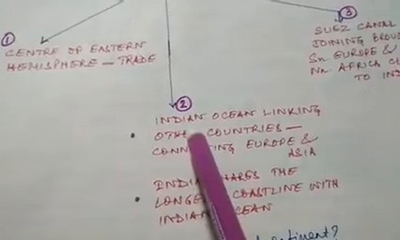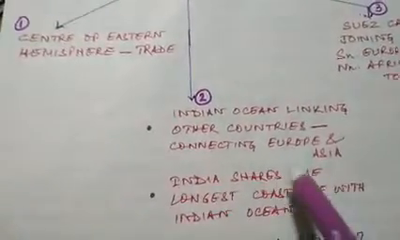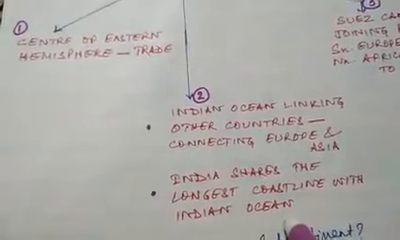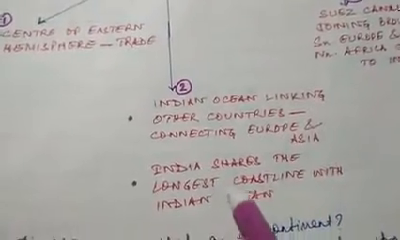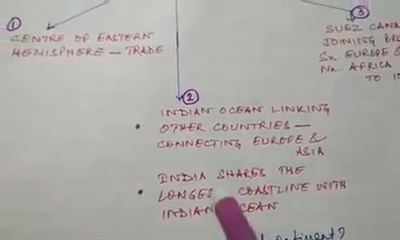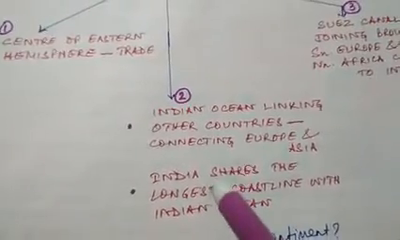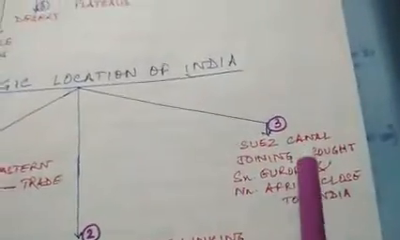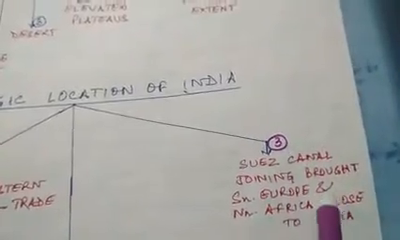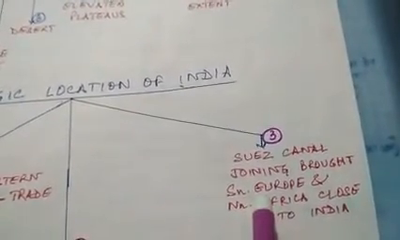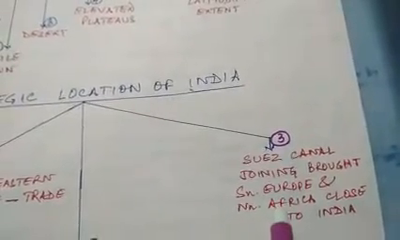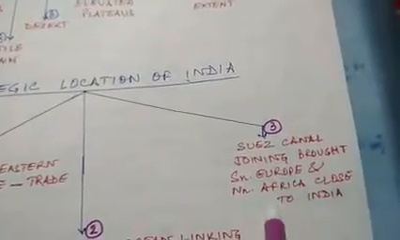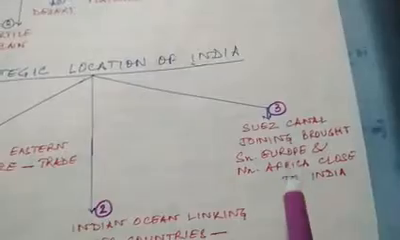Next point of this segment is India shares the longest coastline with the Indian Ocean. There are no other countries which share such a long coastline with the Indian Ocean as India does. Therefore, it is very justifiable to call the Indian Ocean an Indian Ocean. It may sound very strange, but that's how it is. And the third part is the Suez Canal connects Africa, especially North Africa, and the southern part of Europe. So the moment this canal got opened, it brought these 2 places of the world closer. And that has also helped India in maintaining a very good trade relation.